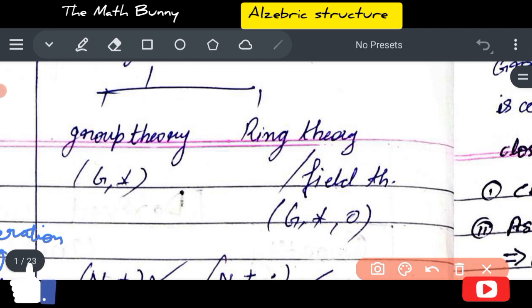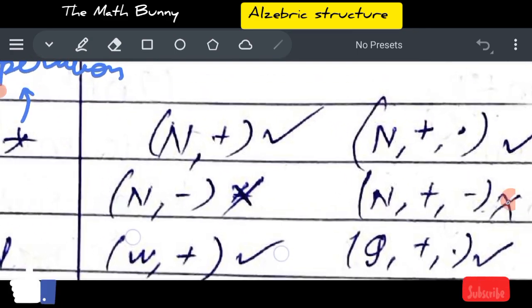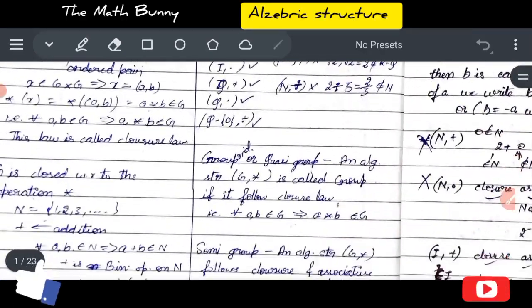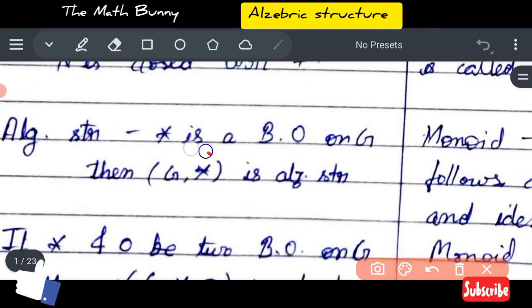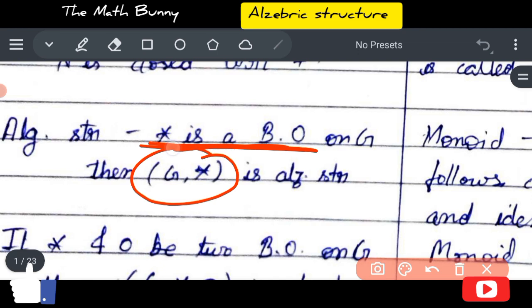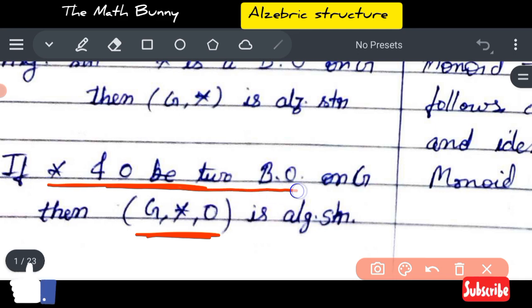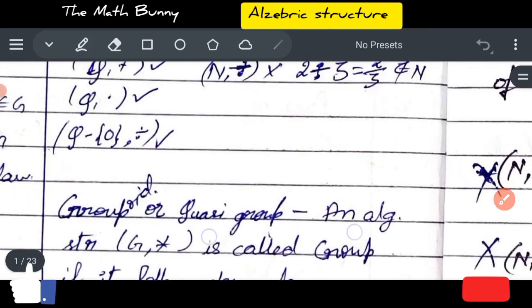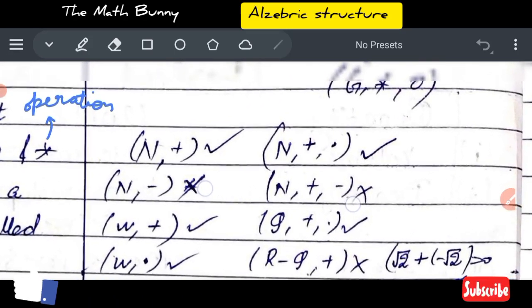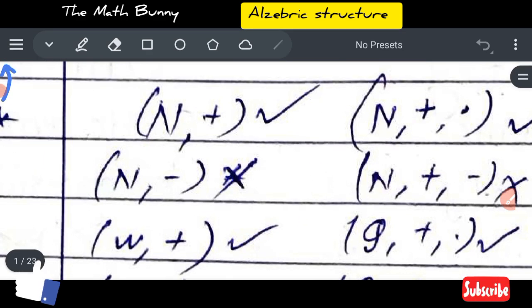Now we will understand more deeply. As I have told you, according to the definition, this star must satisfy binary operation. And in this type of structure, this star and O must also satisfy binary operation. So we will take some examples. We will take some structures and identify which is an algebraic structure or not. Let's check.